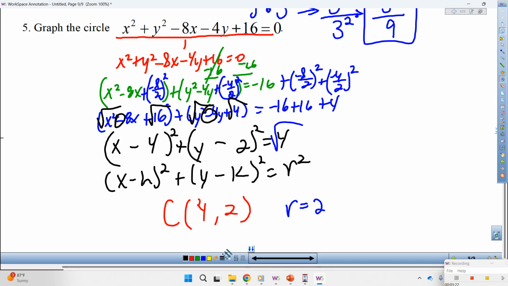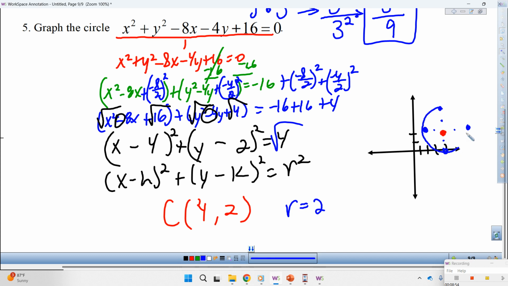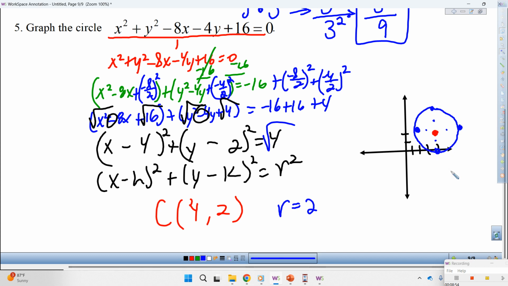So our graph for that is at 4, 2. 1, 2, 3, 4, 1, 2. So the center is at 4, 2. And then radius of 2: 2 to the left, 2 to the right, 2 steps up, 2 steps down, and your circle. Whew. Let's go.